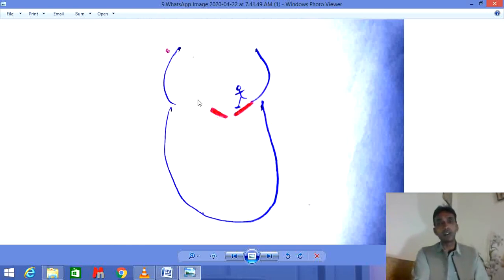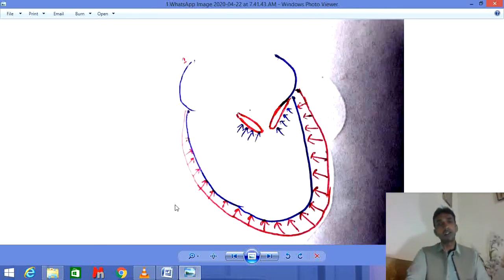Now after the atrial kick, this ventricle is completely relaxed, and once again this step will happen. This is the first step of systole, that is isometric contraction. Once again this step will happen. So this was the complete cycle of the heart.